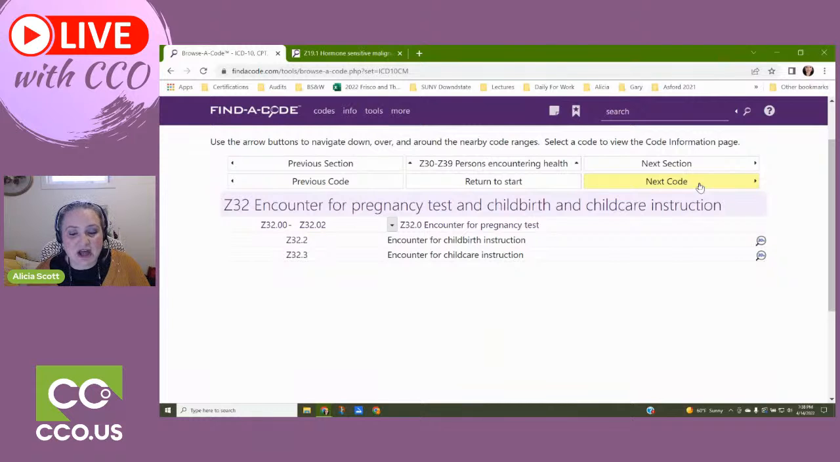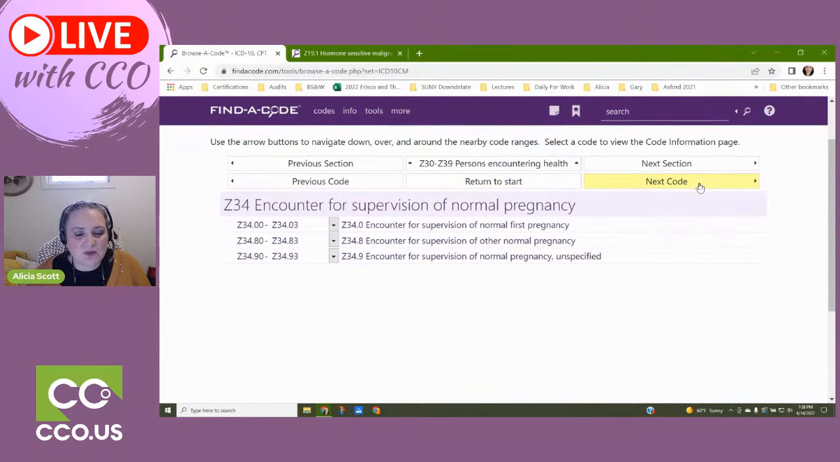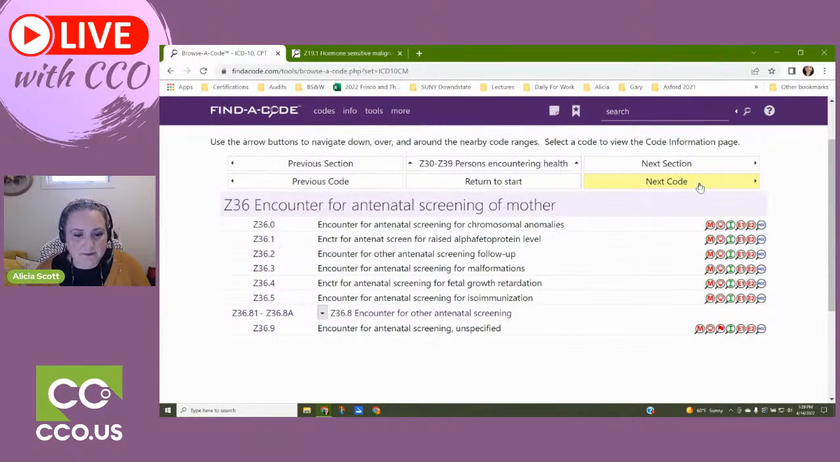Pregnancy tests, childbirth, childcare instructions. These are pretty straightforward, and you're going to see this a lot in your OBGYN as well as family practice. Then we move on to pregnant state. This is where we're just getting into more statistics. Supervision of normal pregnancy. These are the codes that you'll see with OBGYN. So these codes will encounter all of those O codes that we talked about.